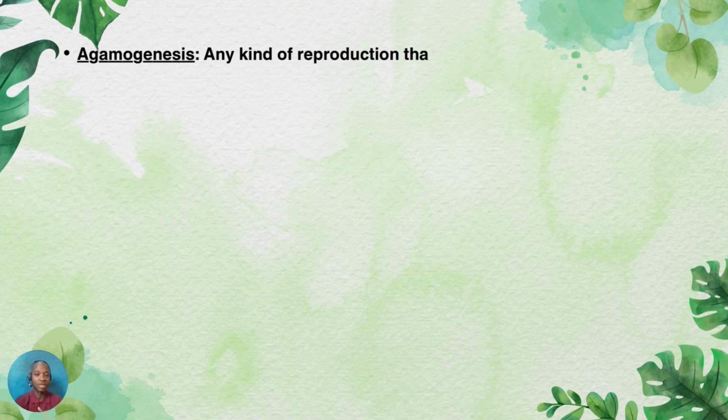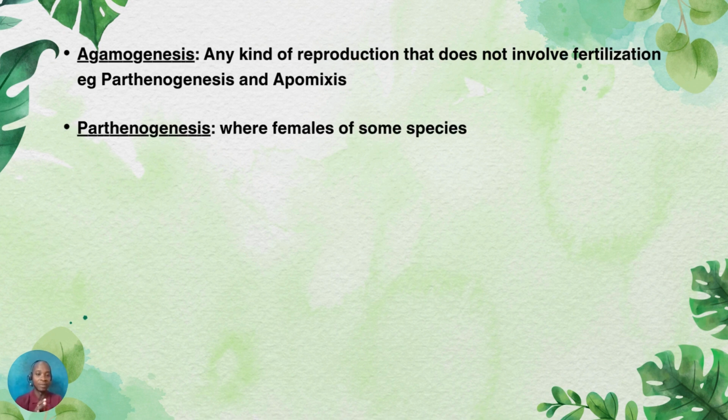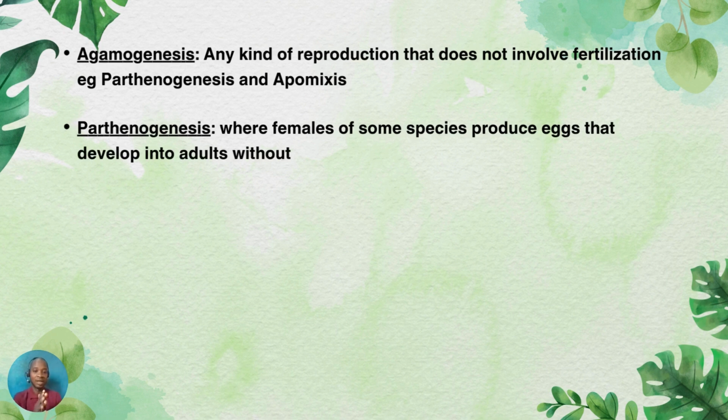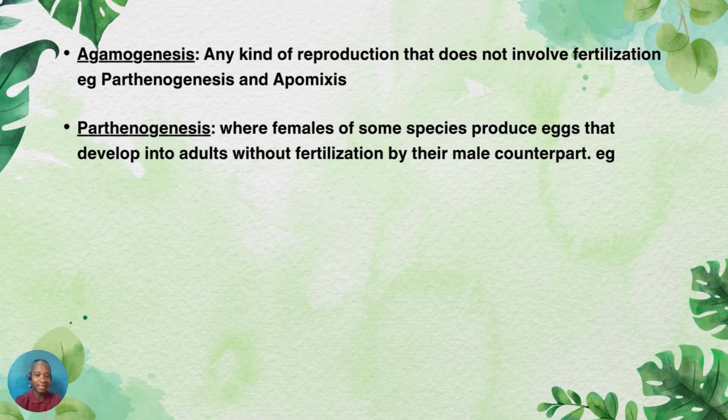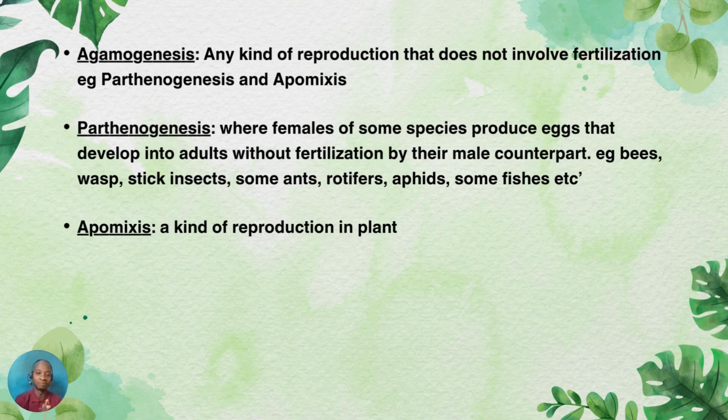Now we're going to look at the other aspects of asexual reproduction. We have agamogenesis. This is any kind of reproduction that does not involve fertilization. For example, there are two types. We have parthenogenesis, we have apomixis. So parthenogenesis talks about where females of some species produce eggs that develop into adults without any male fertilizing it. We see that in bees, wasps, stick insects, some other ants, rotifers, aphids, and some fishes.